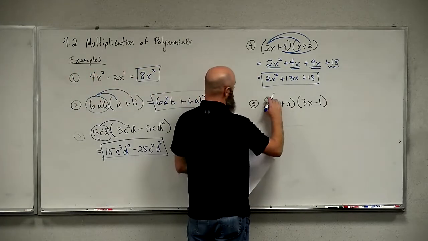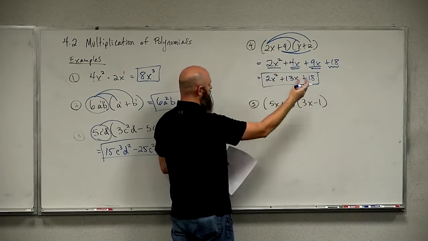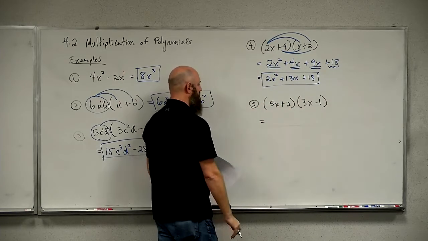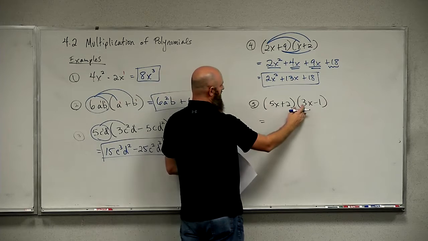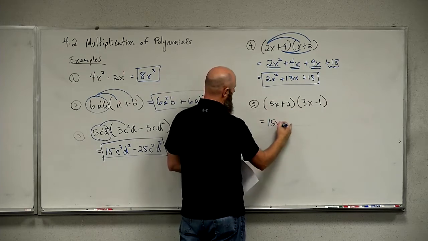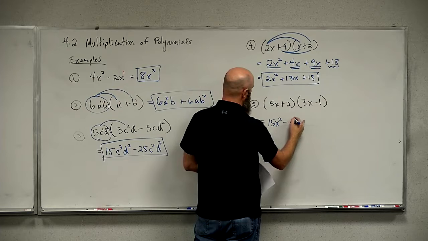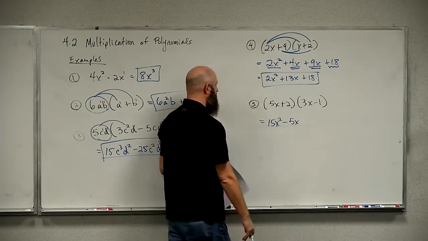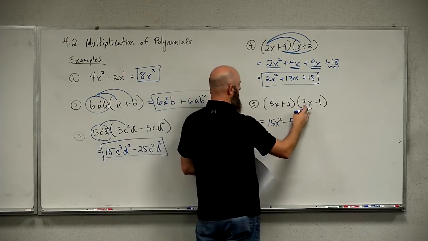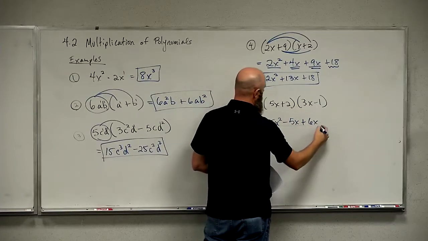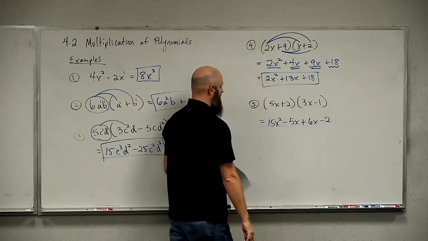All right, so again, if you want to draw the arrows, you can. You don't have to. So I'm not going to draw the arrows anymore. I'm just going to point and tell what I'm doing. So 5x times 3x is 15x squared. 5x times negative 1 is a negative 5x. 2 times 3x is 6x. 2 times negative 1 is a negative 2.